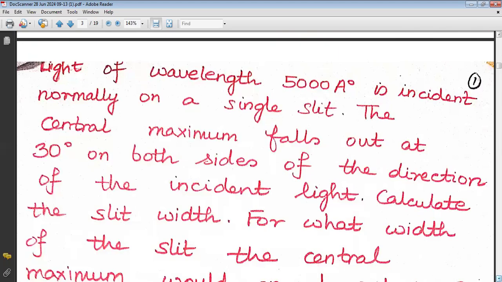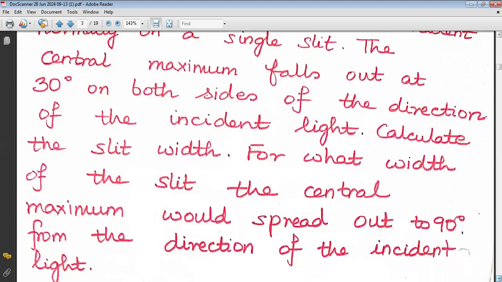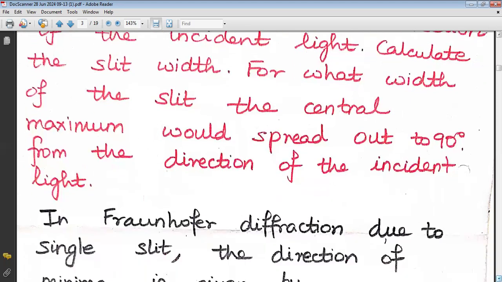Light of wavelength has been given to you is incident normally on a single slit. Central maximum falls out at 30 degree on both sides of the incident light. You have to calculate the slit width, and for what width of slit the central maximum will spread out at 90 degree from direction of incident light.